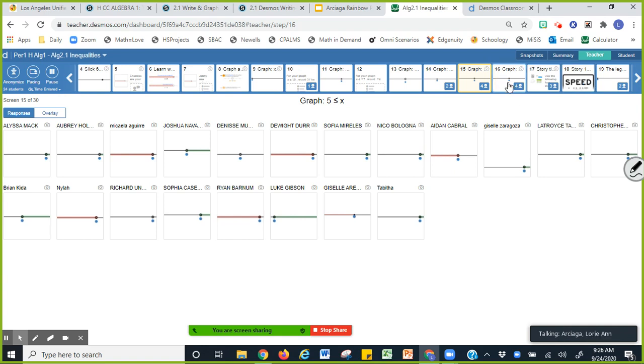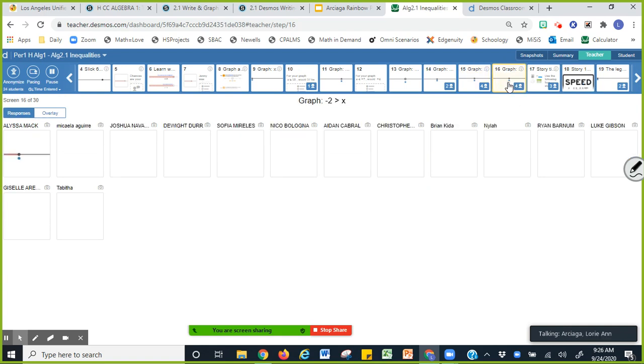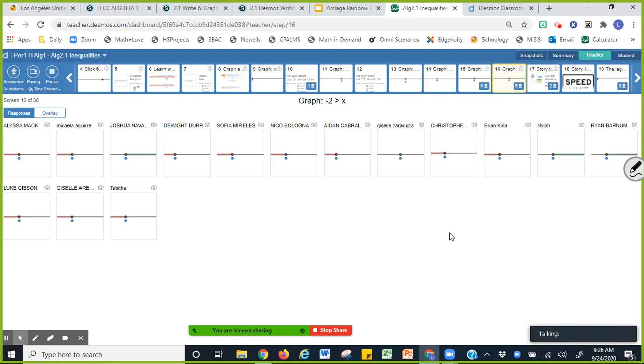So in cases when you're not sure about the direction, I strongly suggest that you switch the inequality. Okay, I am now looking at slide number 16, and that common mistake is really, really coming out.